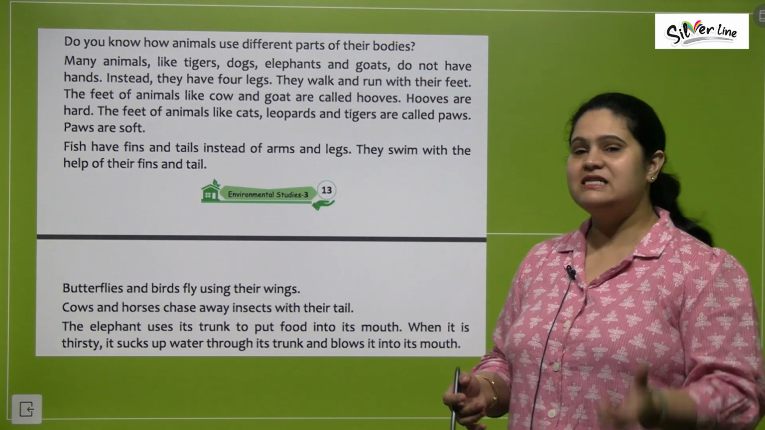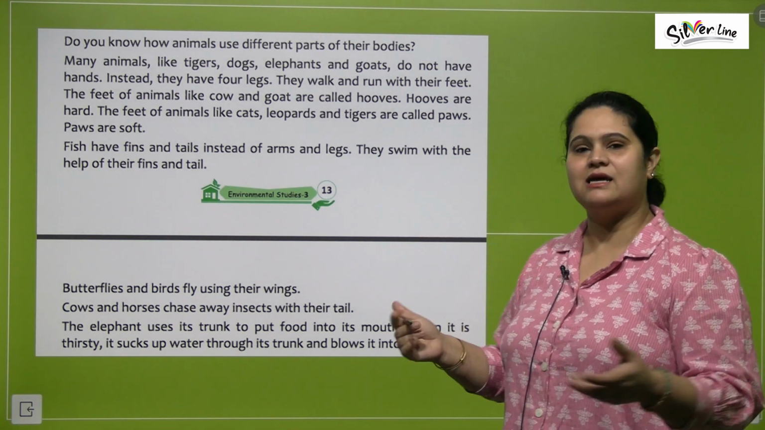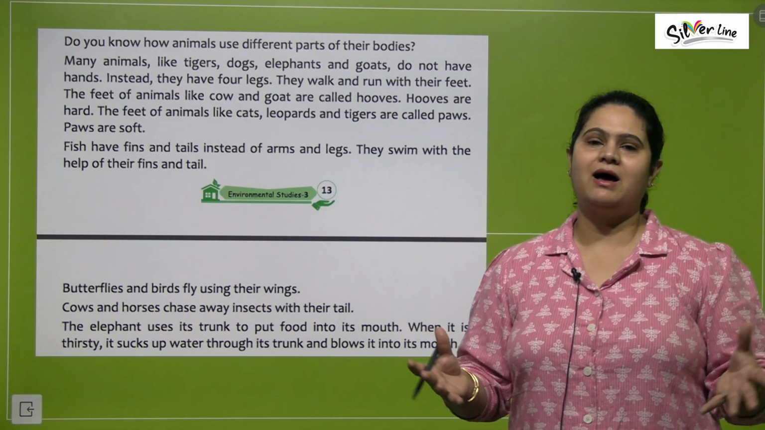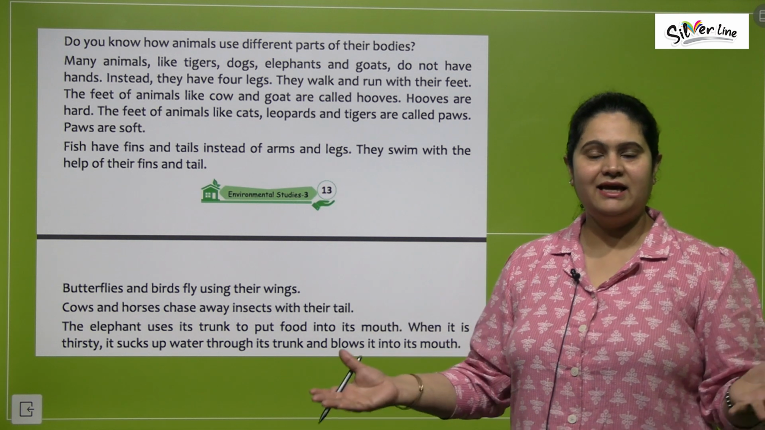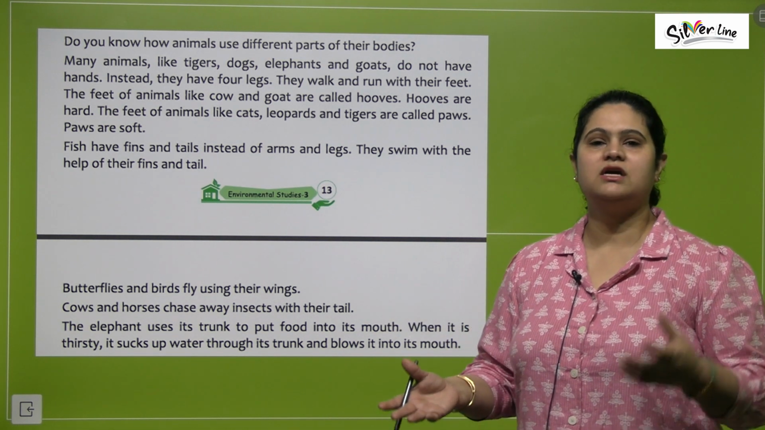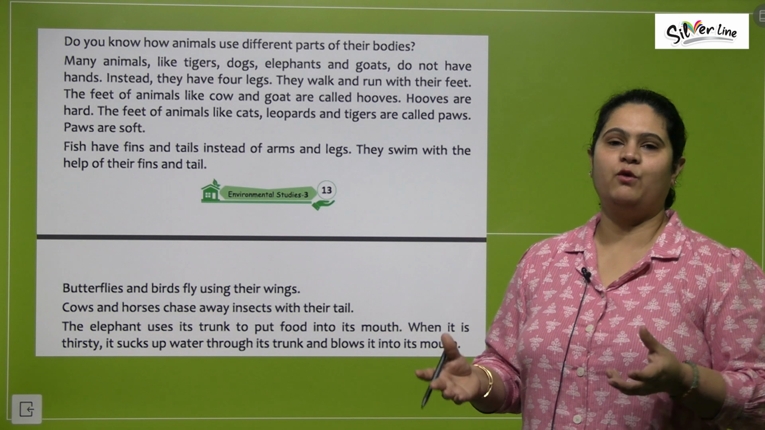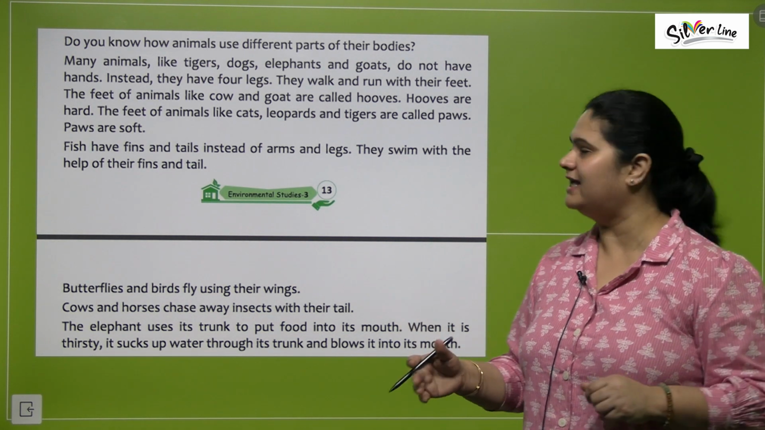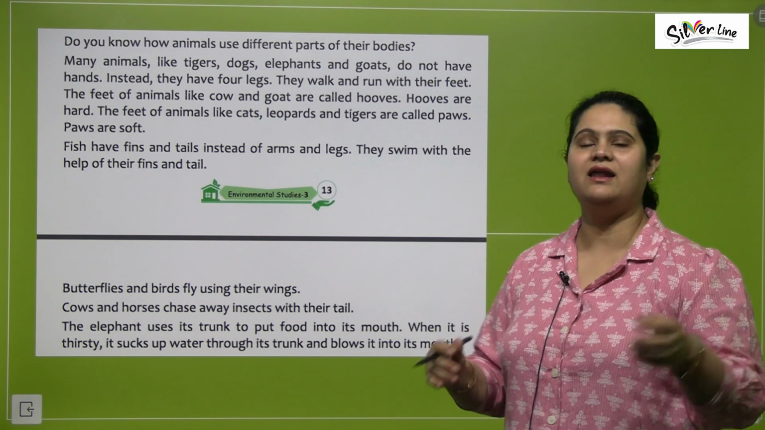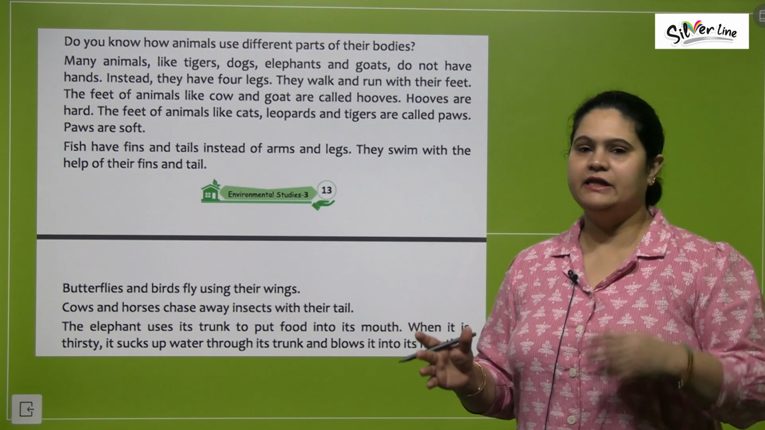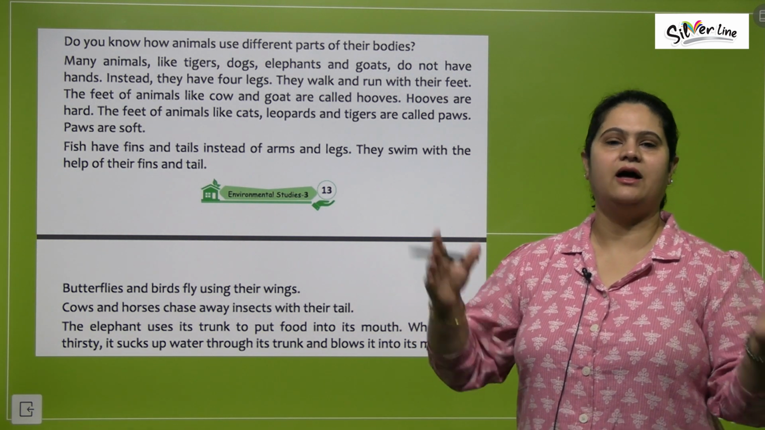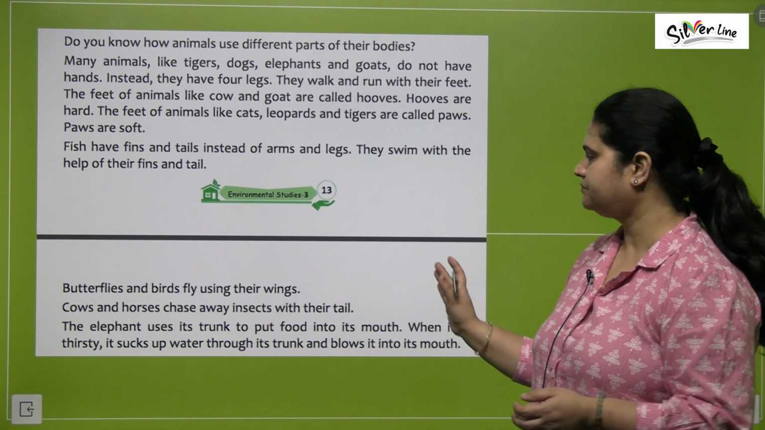Fish have fins and tails instead of arms and legs. अब जैसे fishes हैं, उनके पास arms या legs होते ही नहीं हैं. So how do they move and carry about? They move with the help of their fins and tails, right? They swim with the help of their fins and tail. They don't need arms and legs like other animals do, right?